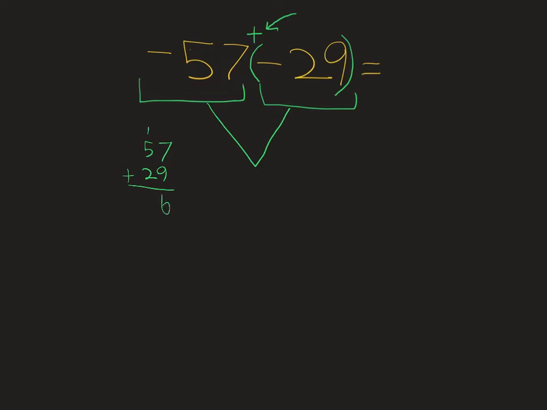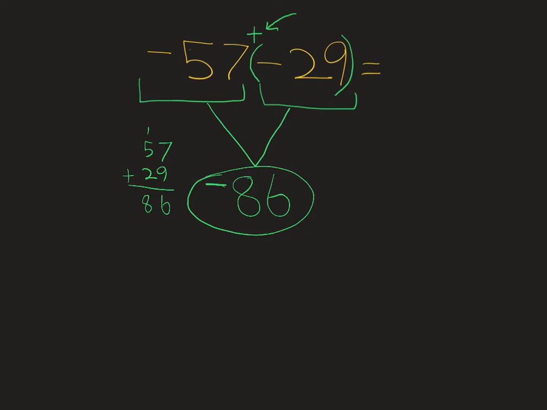16, 8. So it turns out there's 86 guys in this group, right? Hopefully somebody caught me. What are we forgetting? Those are bad guys. Bad guys and bad guys make more bad guys.